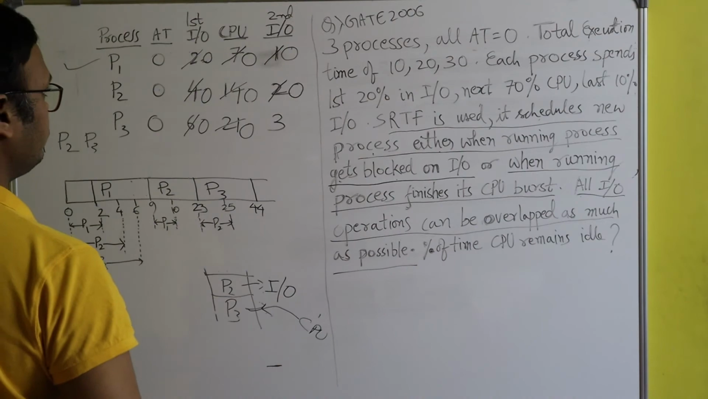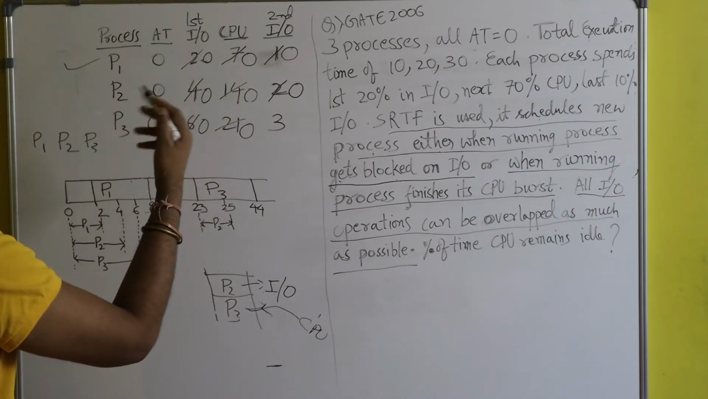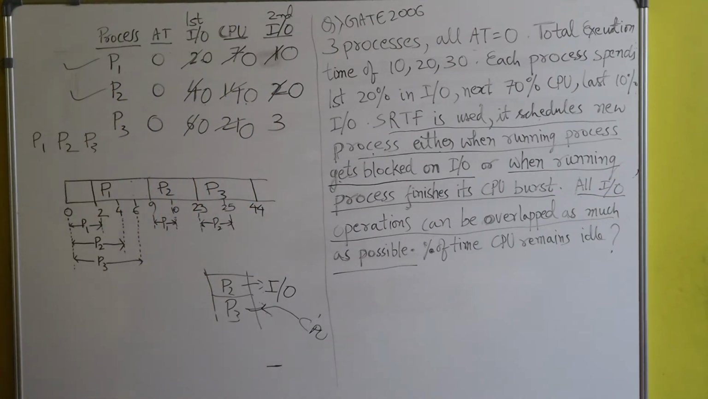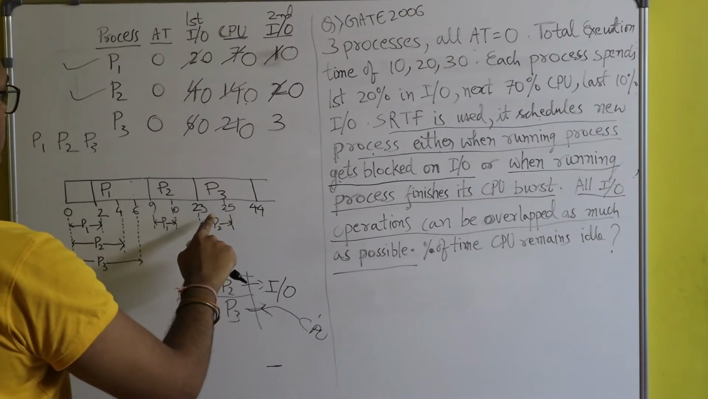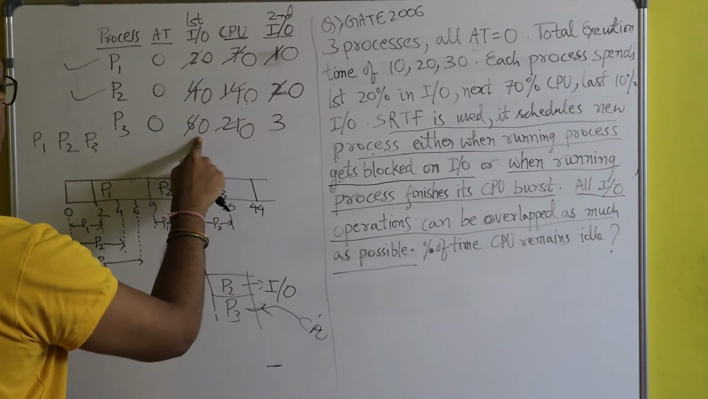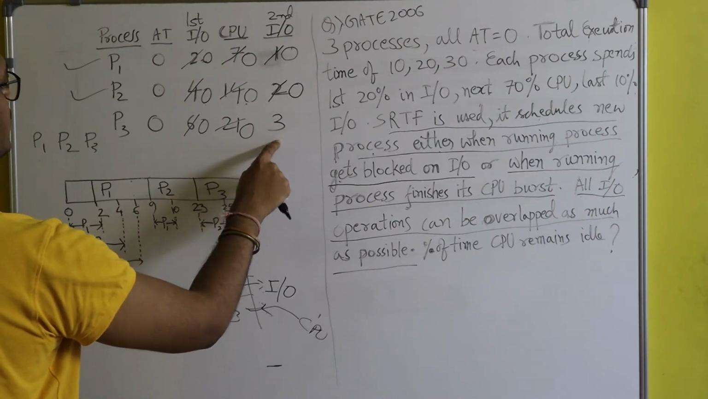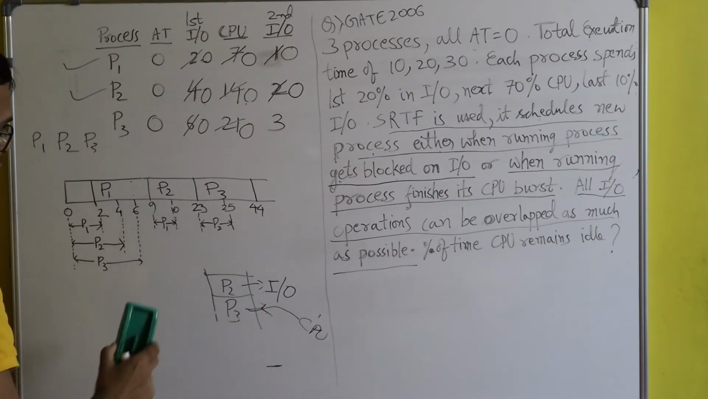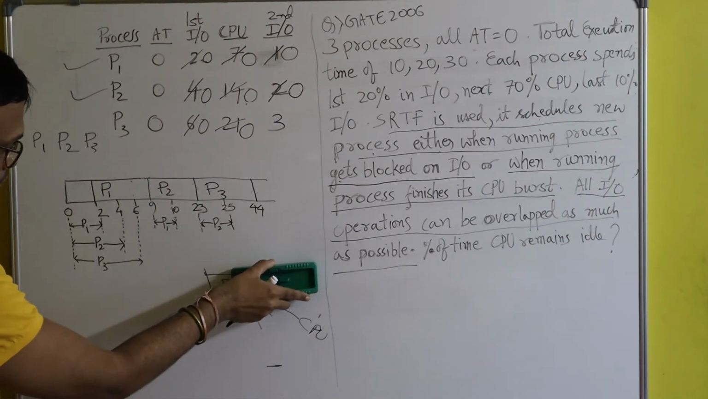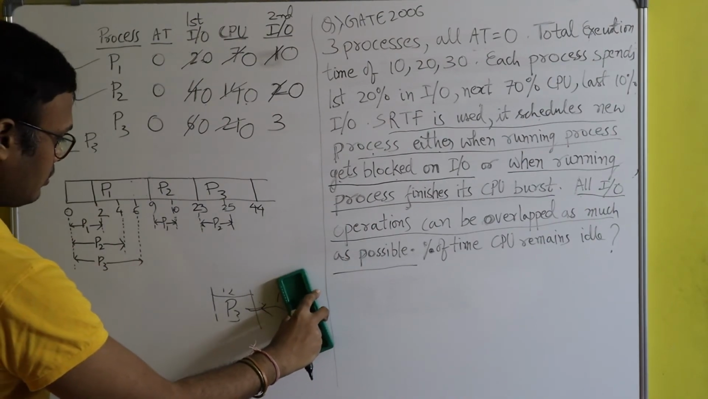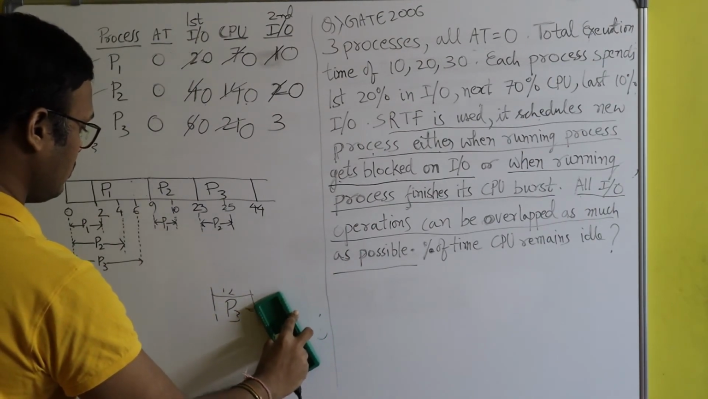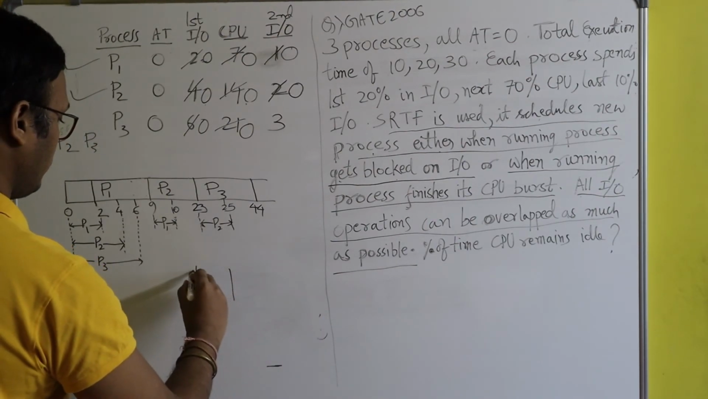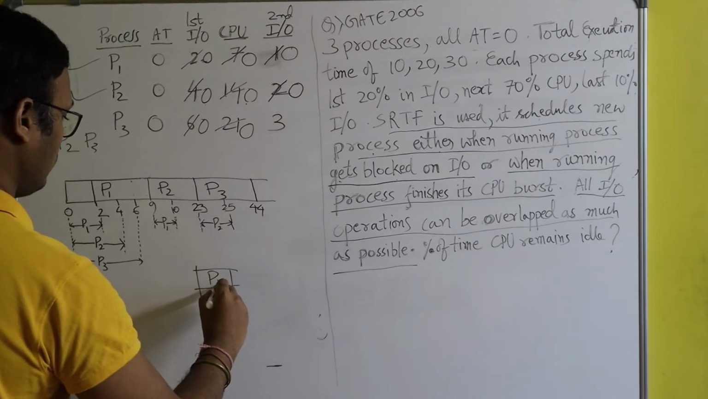And now you see process P2 is also done. Process P2 completed its first IO, CPU, and second IO. So process P2 is done. And process P3 has completed its first IO, then CPU. Now 3 seconds are left for process P3. Since process P2 is done, I am removing process P2. Now only process P3 is left.